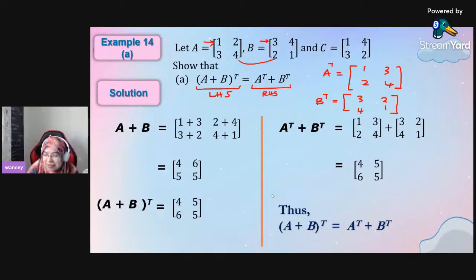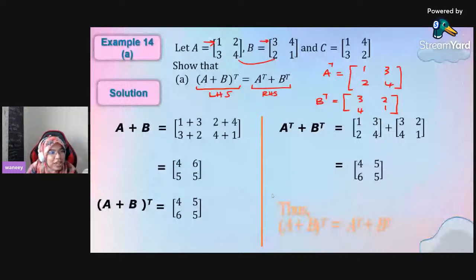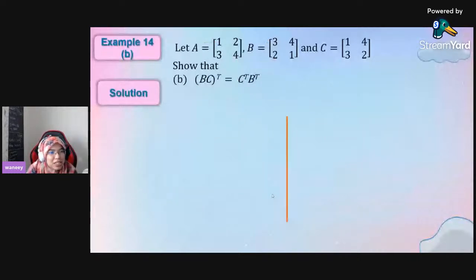Okay, next. Okay, I think this is the last one, I think. Okay, so show that BC transpose is equal to C transpose B transpose.